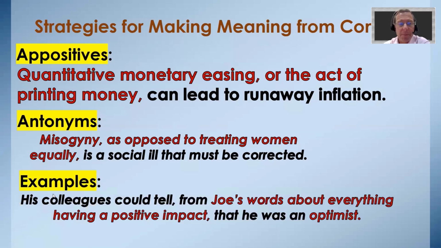And we can use examples, or we can look for examples. His colleagues could tell from Joe's words about everything having a positive impact that he was an optimist. I might not know what the word optimist means, but I know that Joe always talks about everything having a positive impact. So I know that an optimist is someone who sees the world in a positive way.